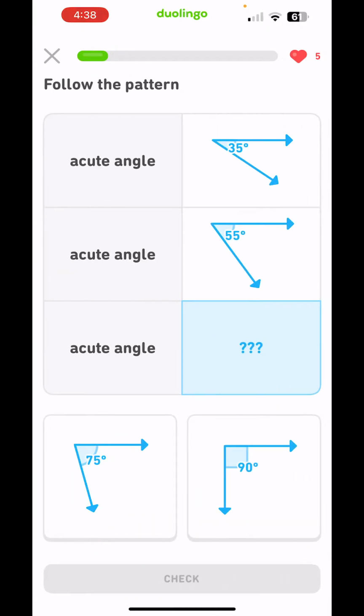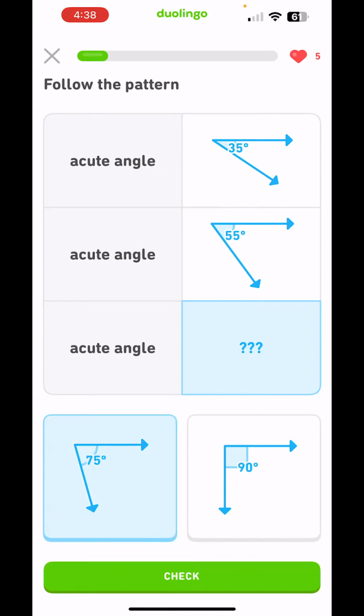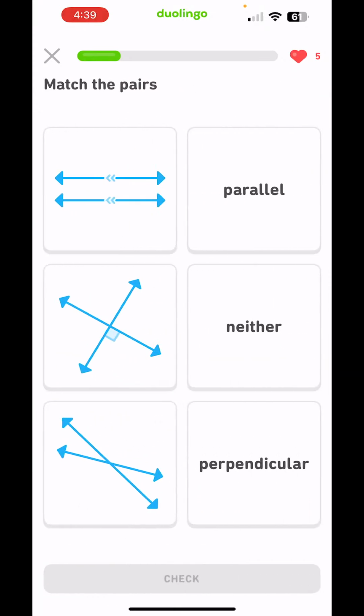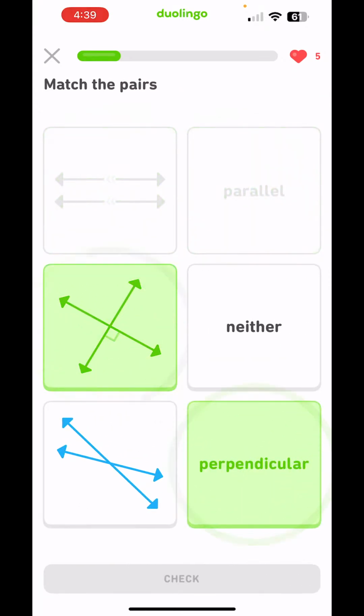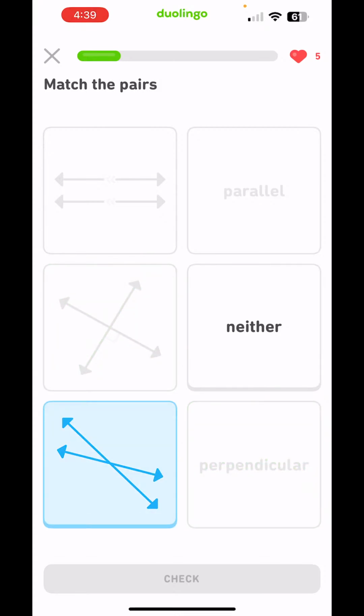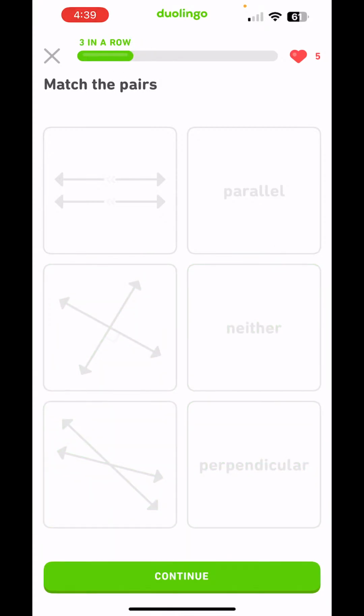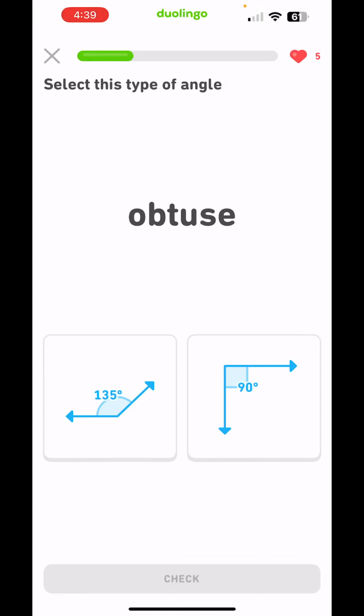All right, follow the pattern. So we have some acute angles. So we know acute is less than 90 degrees. So we'll go with this one here. All right, parallel would be this one. Perpendicular would be this. And then neither right here. Obtuse angle would be more than 90 degrees. So let's go with that one.